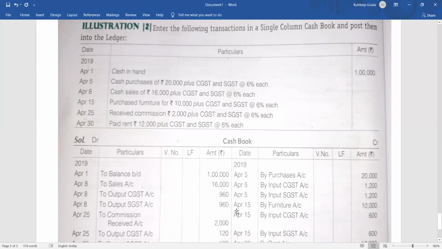The format is ready here. It is very bright, so you can just dim the light a little bit. That will help you to view it easily.